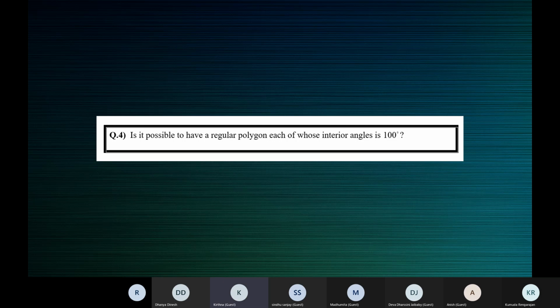Ma'am, you're asking to work the fourth question, no, ma'am? Yeah, right. Yeah, what's the value of n, children? 360 by n is equal to 80. What's the value of n? Quick.